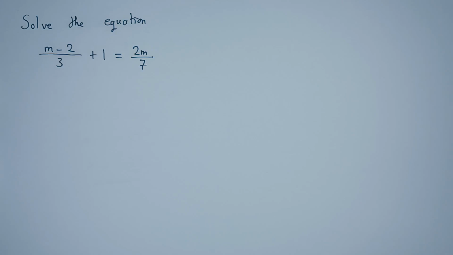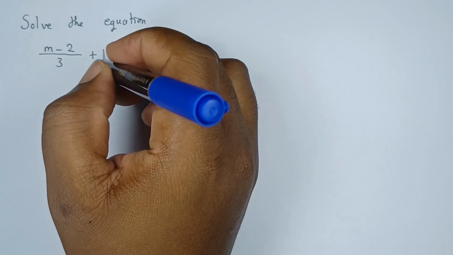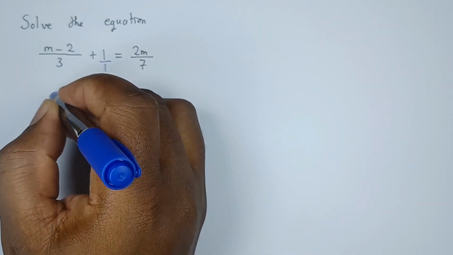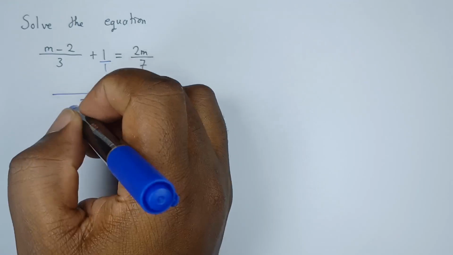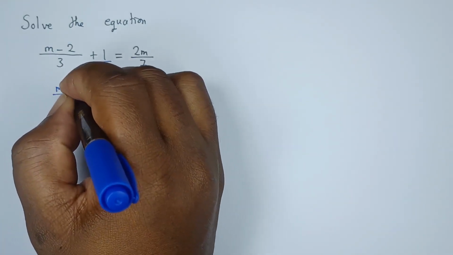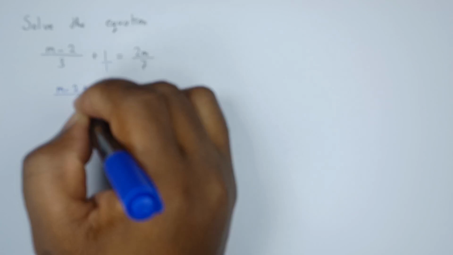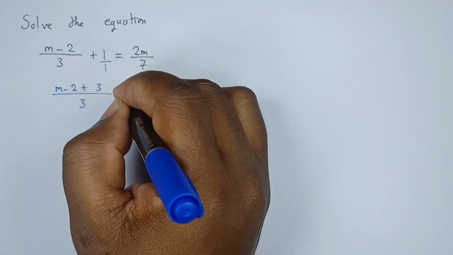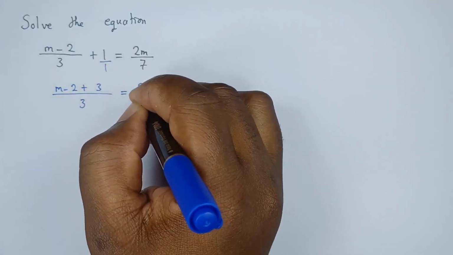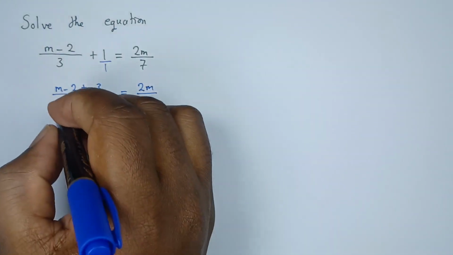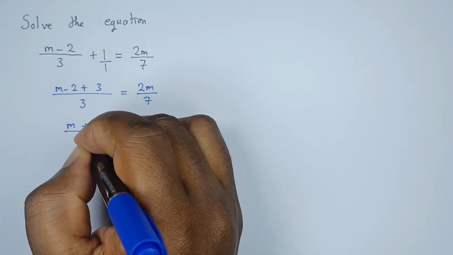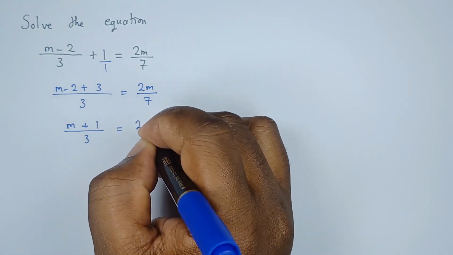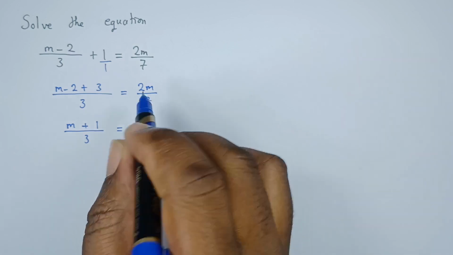To solve this equation, the first thing we're going to do is, on the left-hand side, add the fractions. This is 1 over 1, meaning that the LCM will be 3. So 3 into 3 is 1. 1 times the numerator there, we'll have m minus 2. 1 into 3 is 3. 3 times 1, you just get a 3. All this is equal to 2m over 7. This will give us m plus 1 divided by 3 is equal to 2m divided by 7.